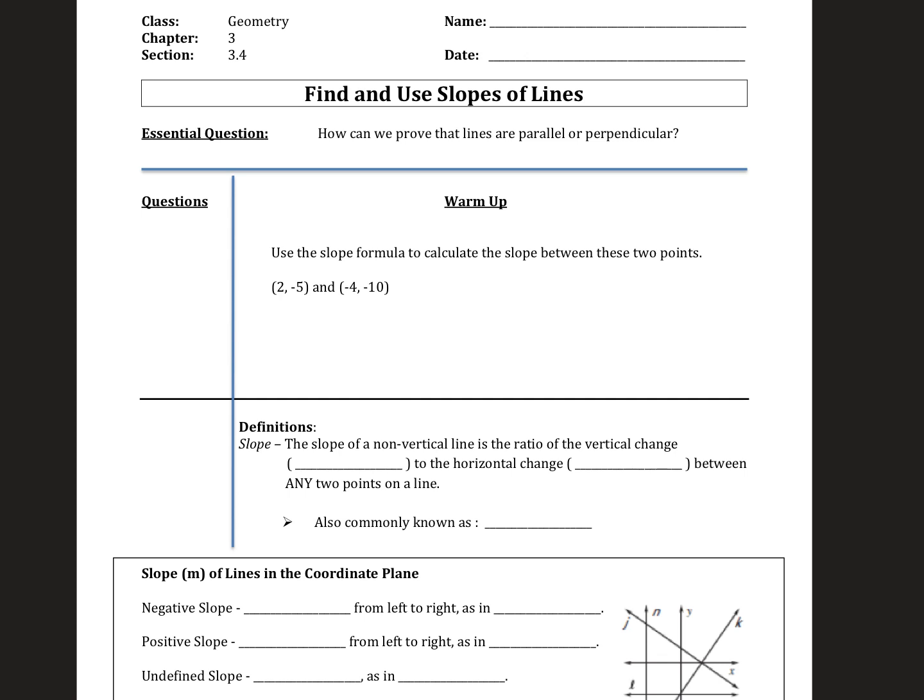Why don't you pause the video and see if you can write down the slope formula, and then I'll write it down in case you don't know what it is. Pause the video for a second. All right, if you're not sure what it is, the slope formula is m equals y2 minus y1 over x2 minus x1. So you have to label your points and see if you can calculate the slope for this. Go ahead.